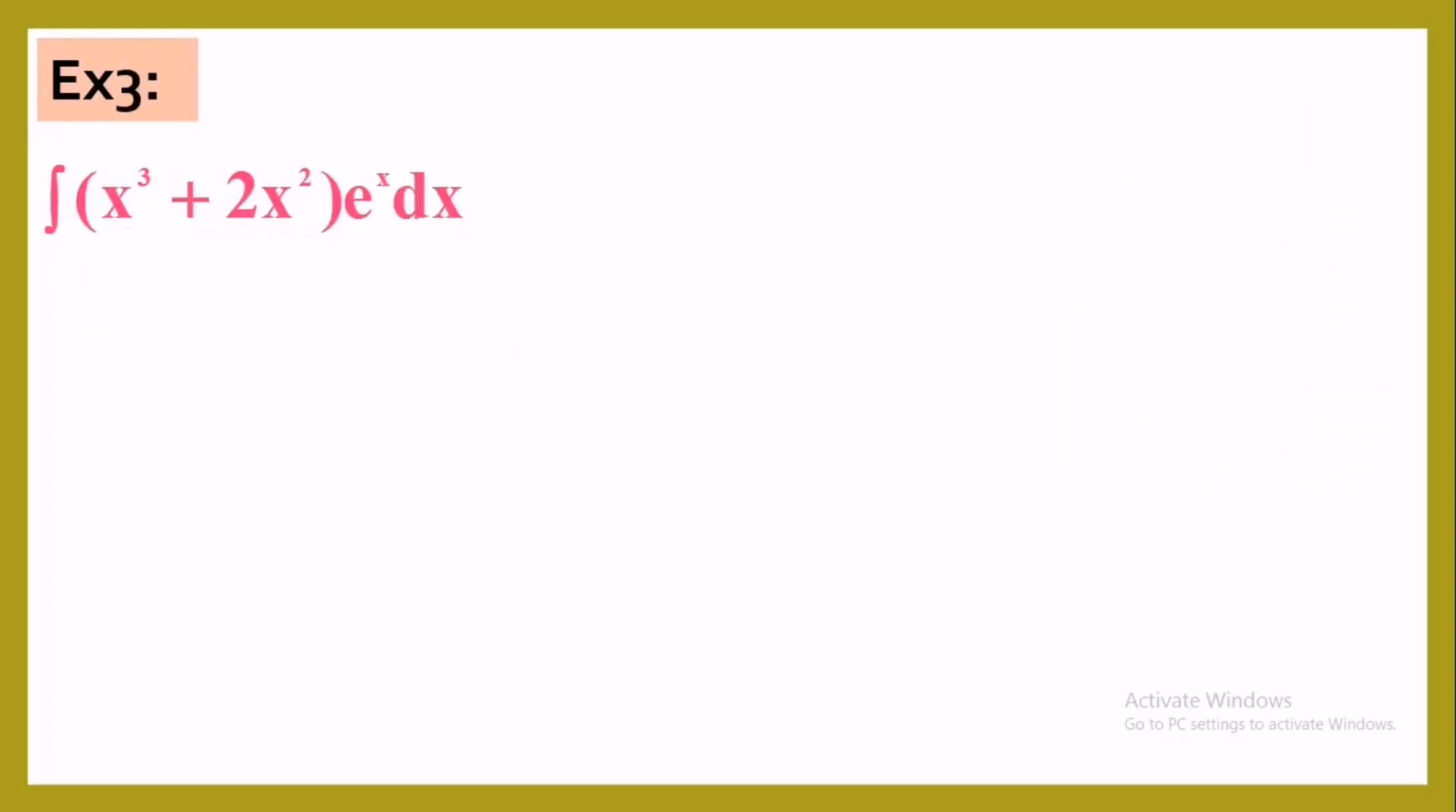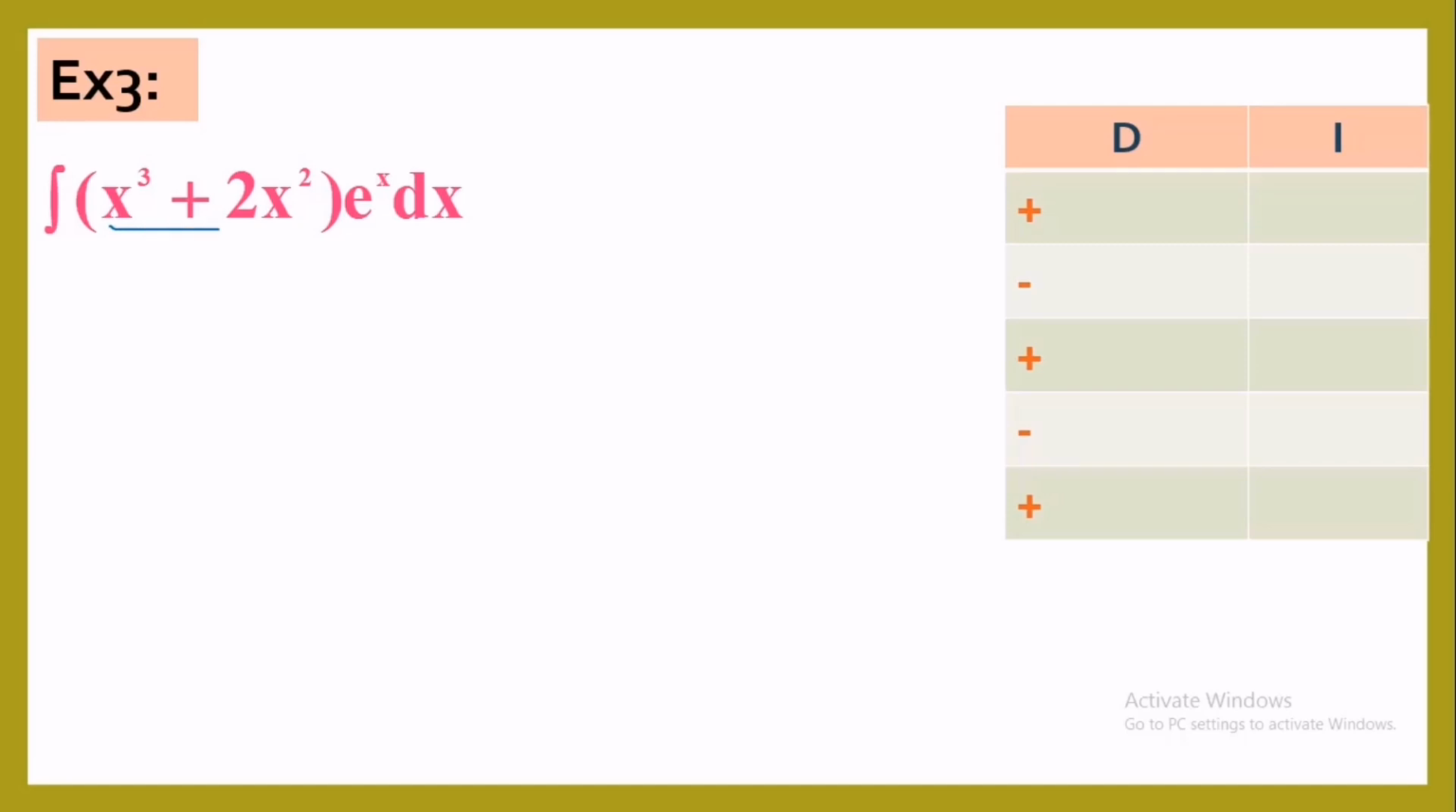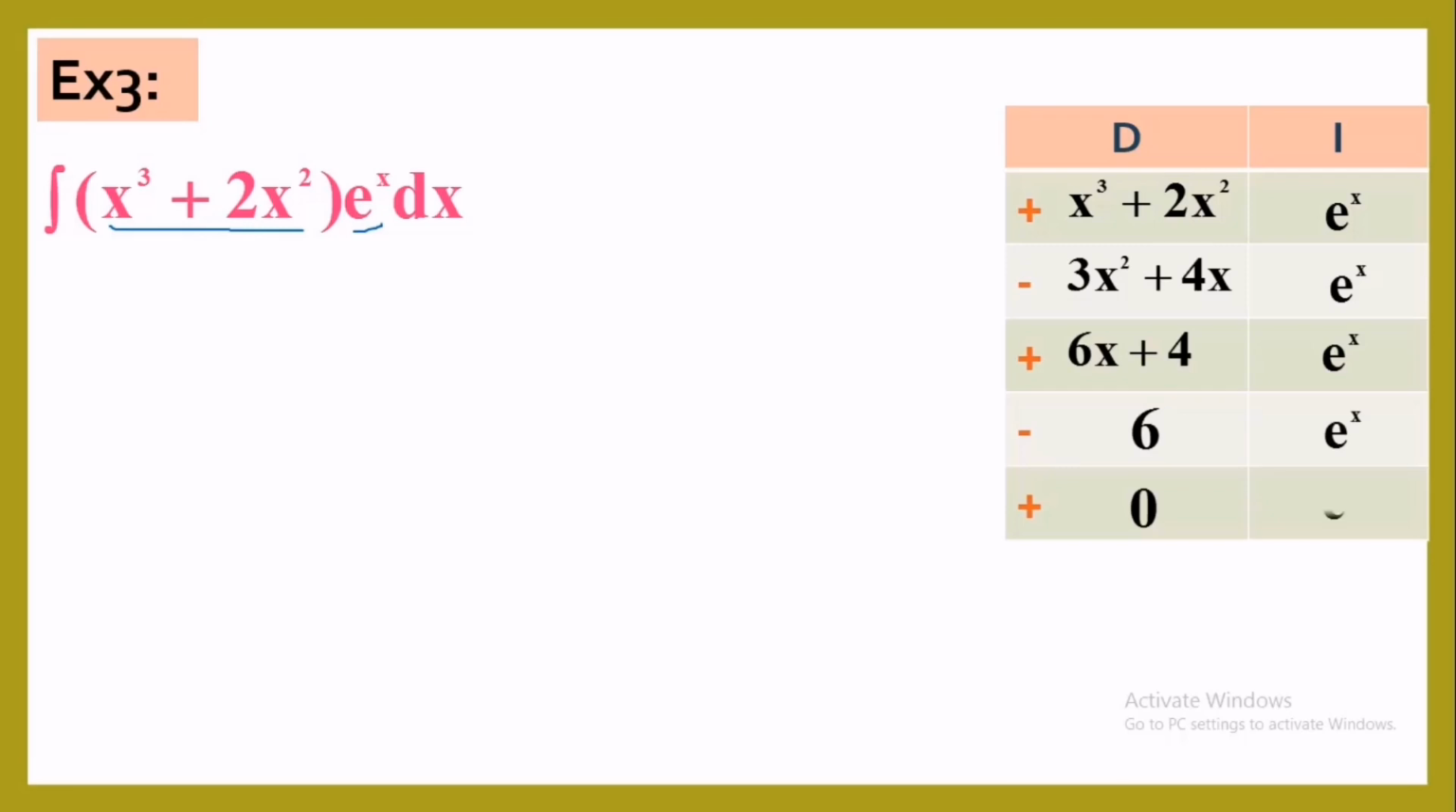Example 3. Integral factor x cubed plus 2x squared times e to the x dx. In this case, take the polynomial x cubed plus 2x squared in the D column and e to the x in the I column. Differentiate the D column to get 3x squared plus 4x, then 6x plus 4, then 6, then 0. Integrating e to the x gives e to the x each time.